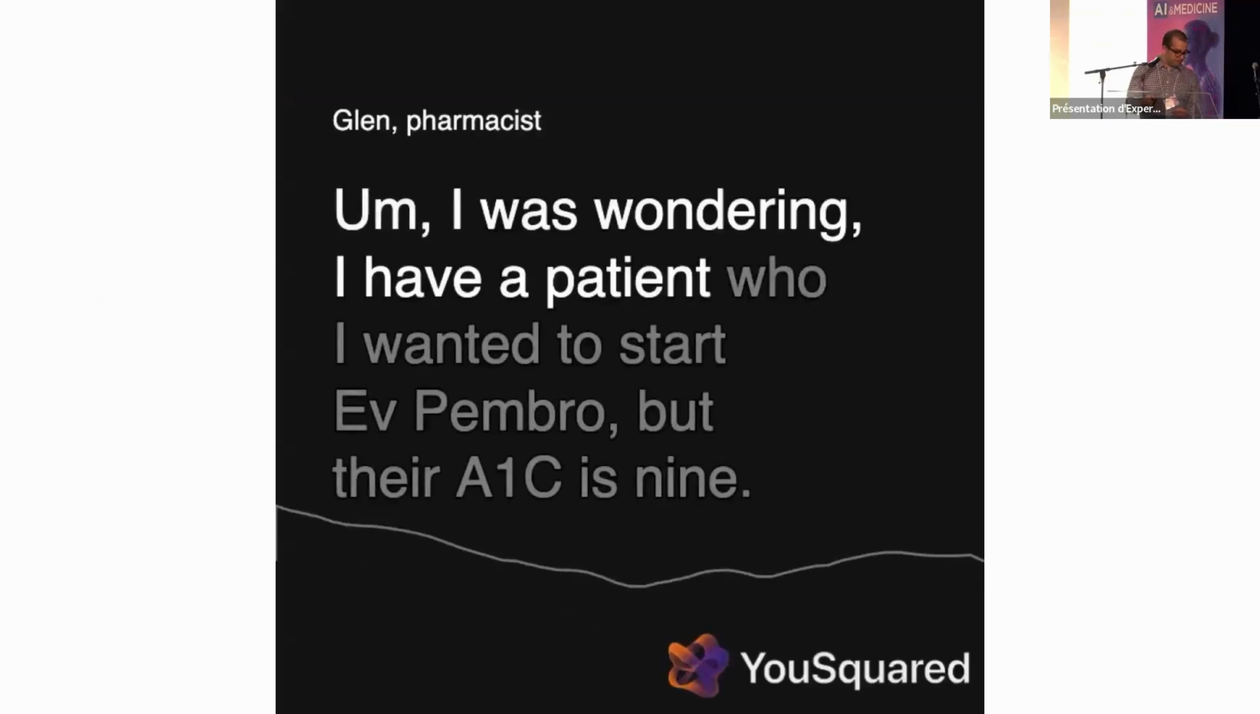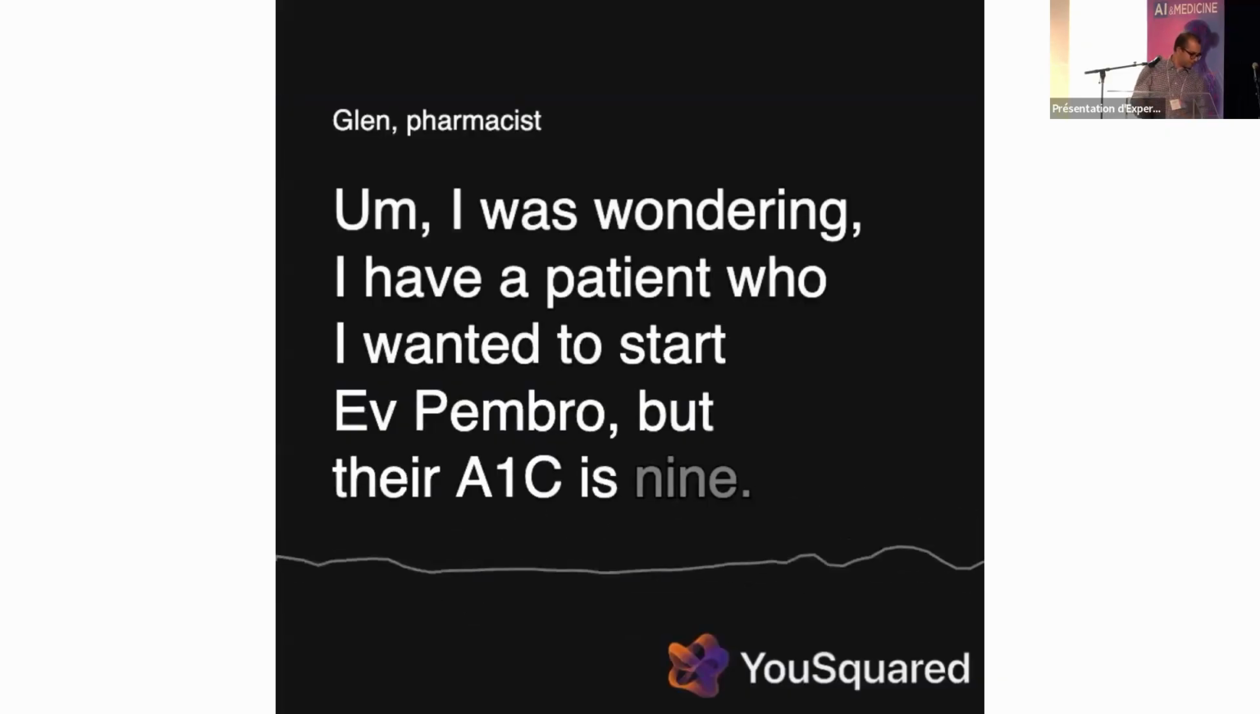I was wondering, I have a patient who I wanted to start EV Pembro, but their A1C is 9. What should I do about that? It's pharmacovigilance and then. Okay.